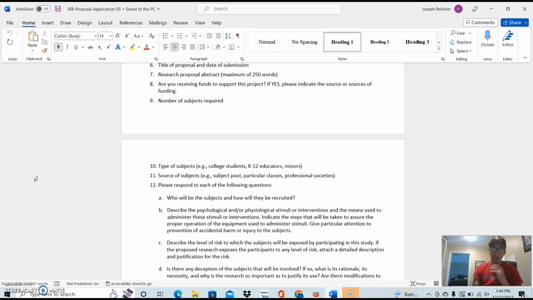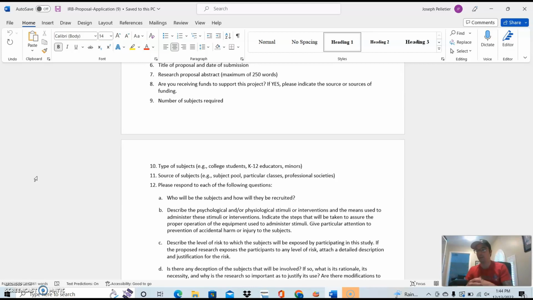Types of subjects, you want to be very clear on this. For example, college students. If they're college students, which ones? Are they from HCU? Are they from U of H? Are they from Rice? Are they from Lone Star? Where are you getting these guys from? Is it only undergrads or are you including grads? Are you looking for a specific type of college student? Are you looking for first gens versus non-first gens? Be clear.